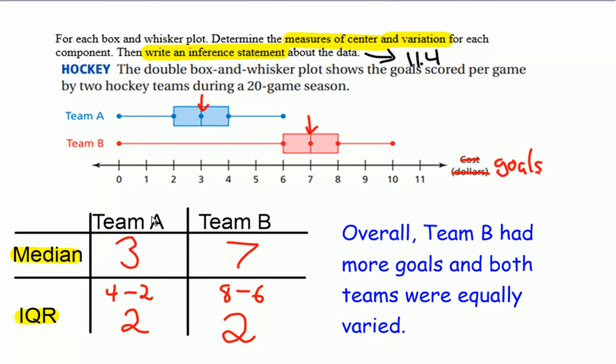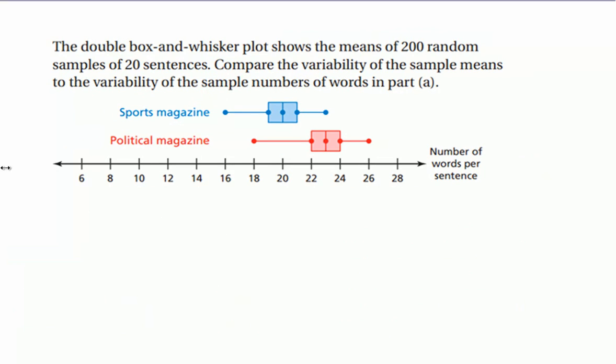So again, we're doing the measures of center. The median is the measure of center that I can find on this particular box and whisker plot. And then the measure of variation, I'm talking about how varied my data is, how spread out it is, based on the interquartile range. Okay, if that one went well, now I want you to try this one.